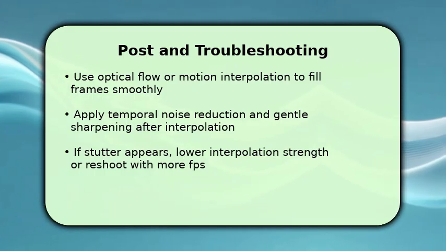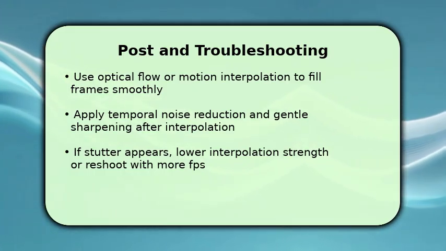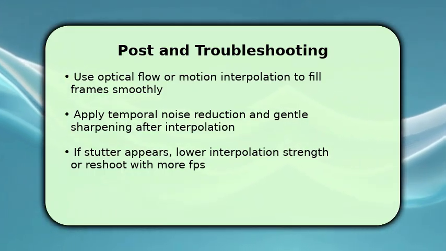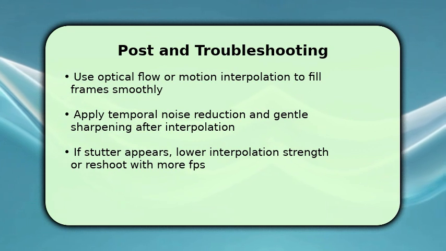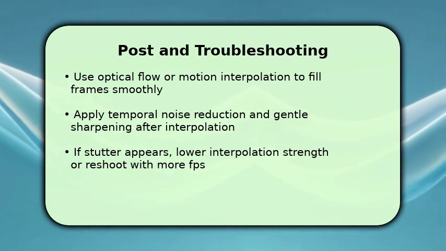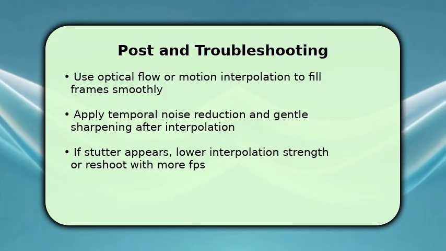If you see stutter or warping, reduce interpolation strength, try frame blending, or reshoot with a higher FPS and better lighting. That typically fixes artifacts and yields the cleanest slow motion.